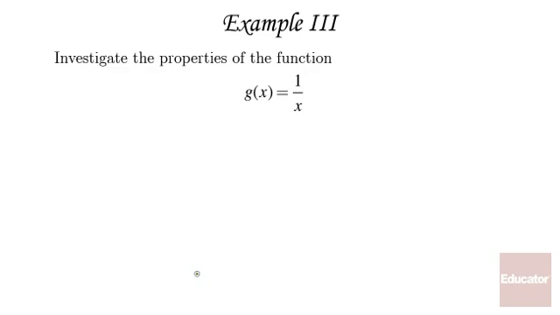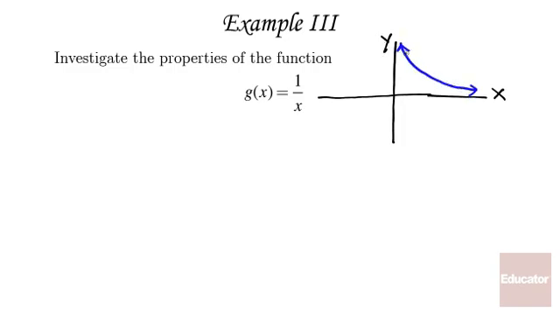Welcome back to educator.com. We are still in the Calculus 1 sequence reviewing functions, and in example 3 we'd like to look at g of x equals 1 over x. So let's begin by putting together a rough graph of this function. This function has two branches to it, and so I'll draw in both. So it has the familiar branch over here for positive x, and it also has a branch over here for negative x. And now let's look at the properties of this function.